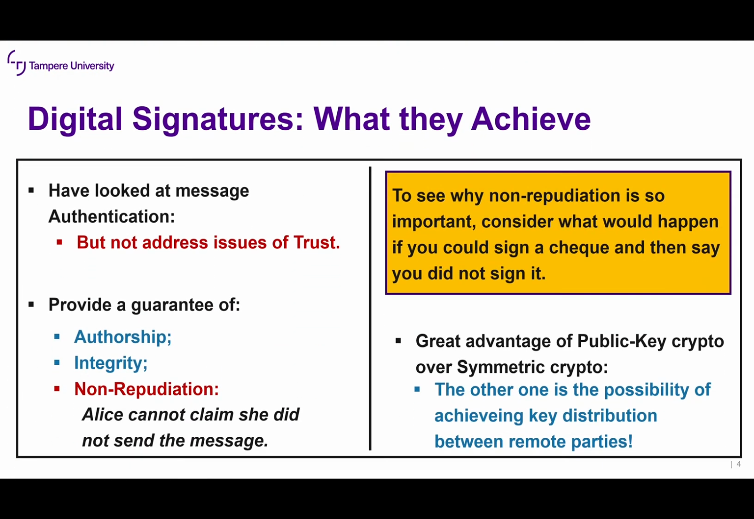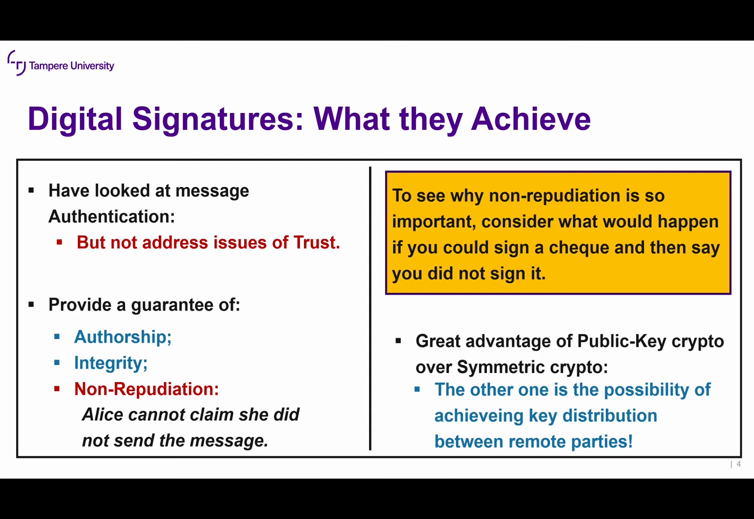Now, let's see what digital signatures achieve. First of all, they provide message authentication. Nevertheless, they do not address issues of trust. This means that when you receive, for example, a message that is signed by Alice, you can verify the authenticity of the message, in the sense that you are using Alice's public key to verify the signature, and if the verification is successful, it means that you can be 100% sure that this message was indeed signed by Alice. Nevertheless, this does not mean that you can trust Alice, or that you can trust the actual message that you received.